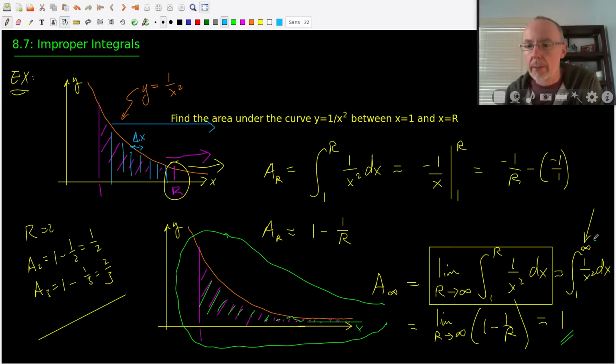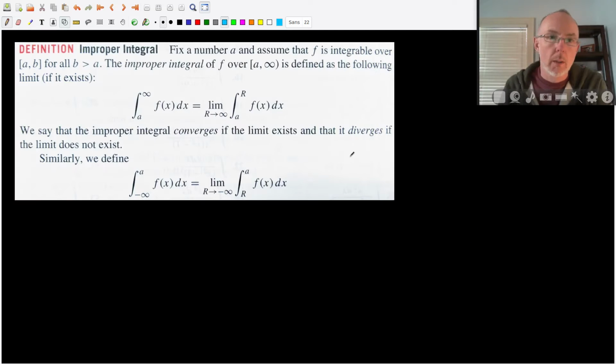And so this makes no sense as just a number you plug in, but we can make sense of it by thinking of it as the limit as that endpoint, the R in this case, gets slid off to the right infinitely far. So that's basically the idea of improper integrals. Let's write down the definition. And so here's the definition, straight from our textbook.